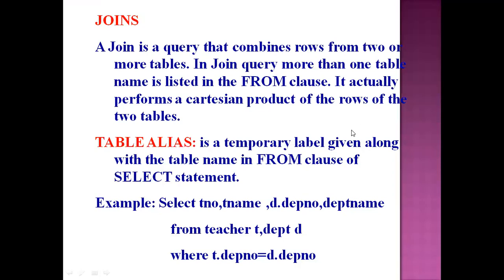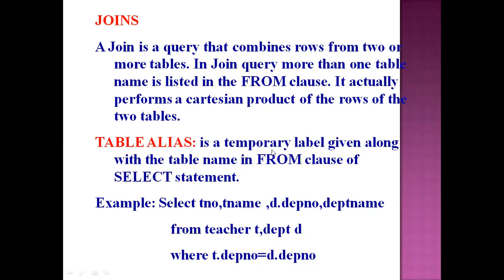So see here, join. A join is a query that combines rows from two or more tables. You can display two or more tables in a join. In a join query, more than one table name is listed in the from clause. After from you have to list the table names. It actually performs a Cartesian product of the rows of the two tables. So both tables will be joined and it will display the values.